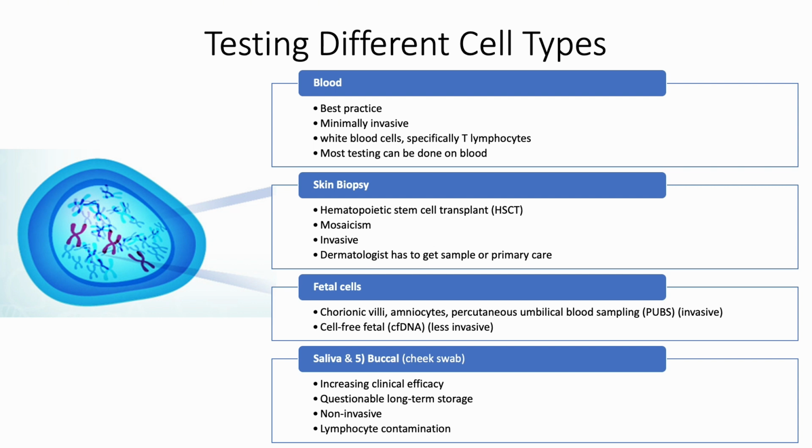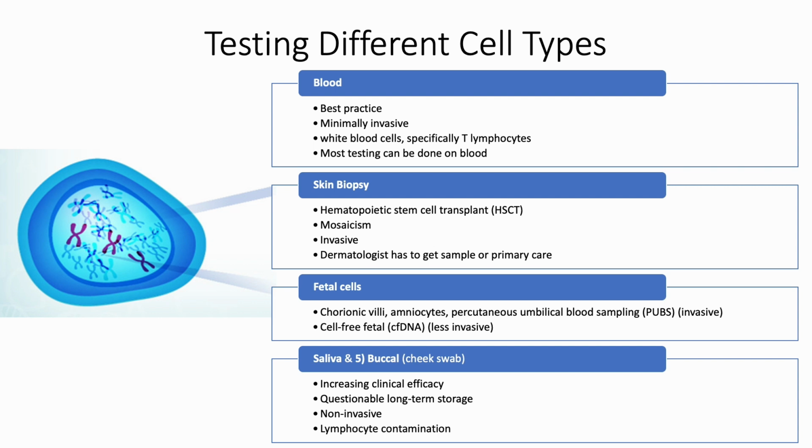However, there are some situations where a blood sample isn't enough. For example, if a person has had a hematopoietic stem cell transplant, their blood might no longer reflect their original genetics. Also, for individuals with mosaicism, where different cells in the body have different genetic makeups, a blood sample might miss important variations. In these cases, a skin biopsy may be needed. This procedure is more invasive since a dermatologist or primary care doctor needs to take a sample of skin cells, but it can provide better results for certain conditions.